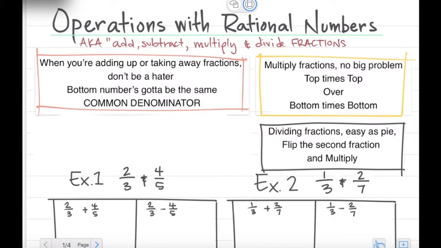Multiply fractions, no big problem. Top times top over bottom times bottom. And then the last one, dividing fractions, easy as pie. Flip the second fraction and multiply. Okay, I know that was super terrible, but sometimes the more terrible it is, the faster you remember it.